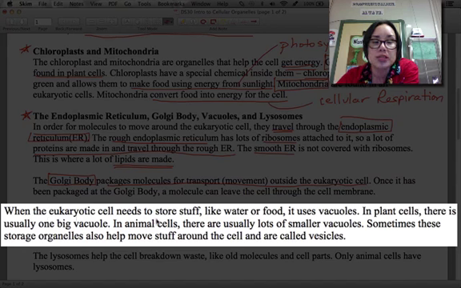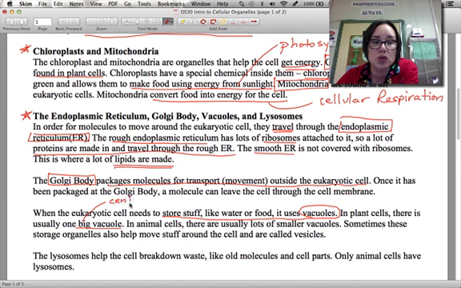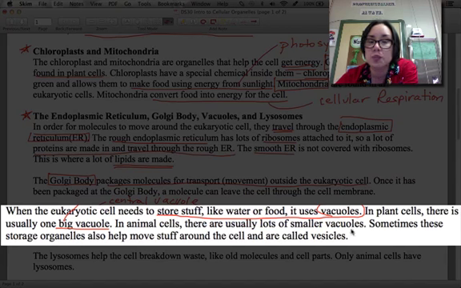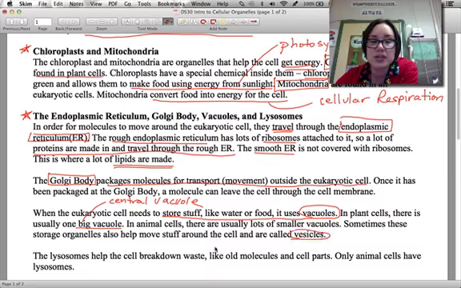When the eukaryotic cell needs to store stuff like water or food, it uses things called vacuoles. So storing stuff is done in the vacuoles. In plant cells, there's usually one big vacuole. And this one big vacuole is called the central vacuole. In animal cells, there are usually lots of smaller vacuoles. Sometimes these storage organelles help move stuff around the cell, and they are called vesicles. So vesicles move stuff around the cell.